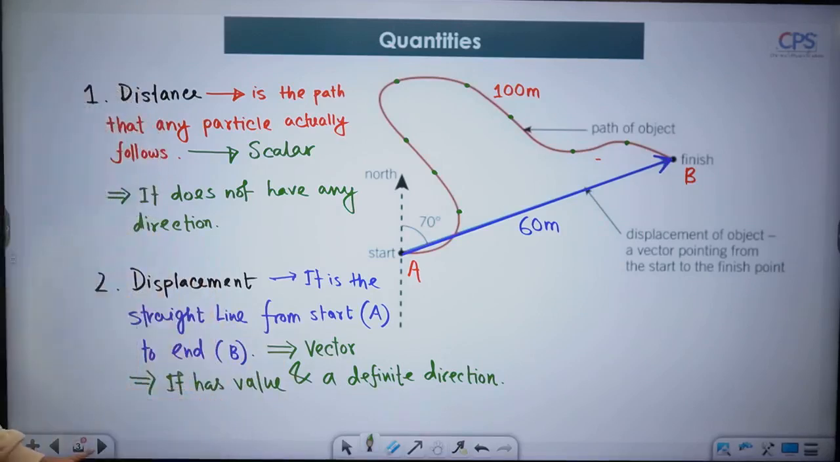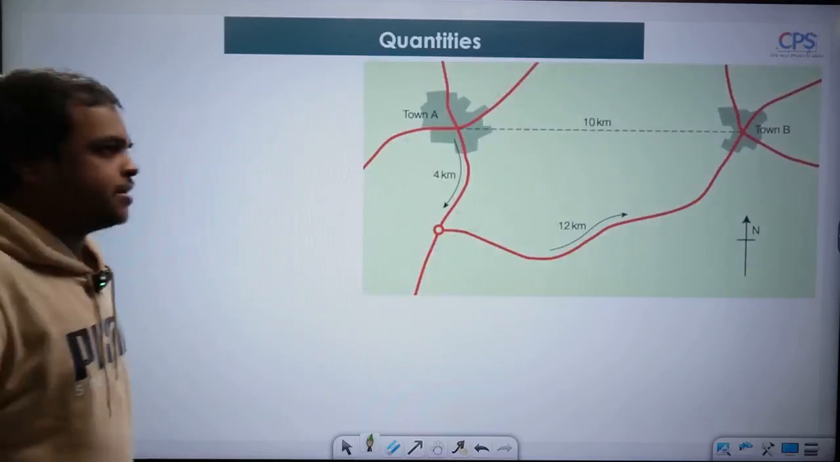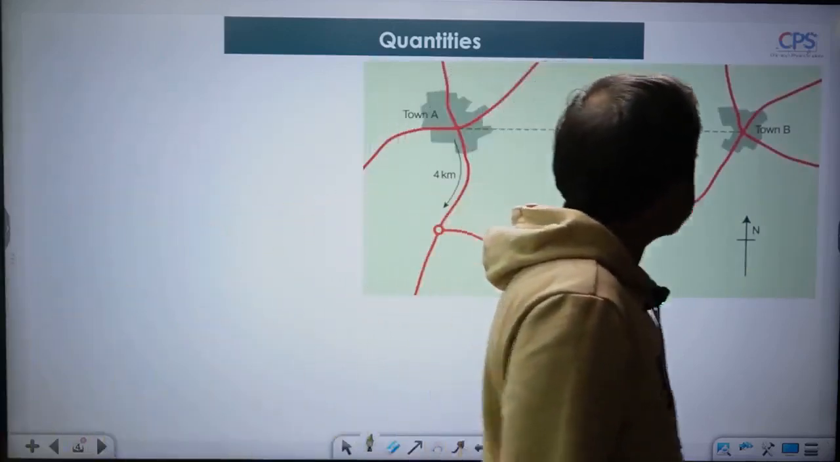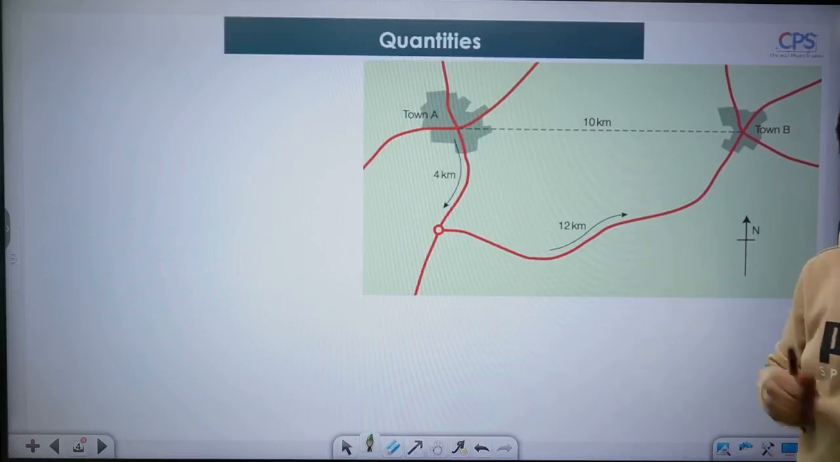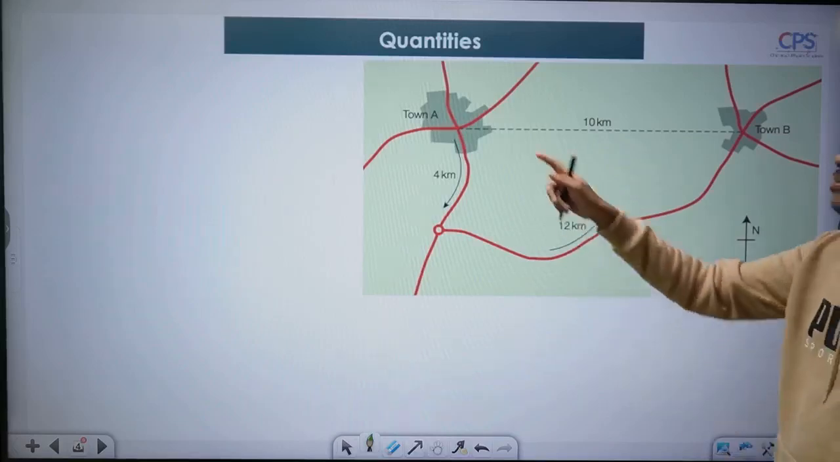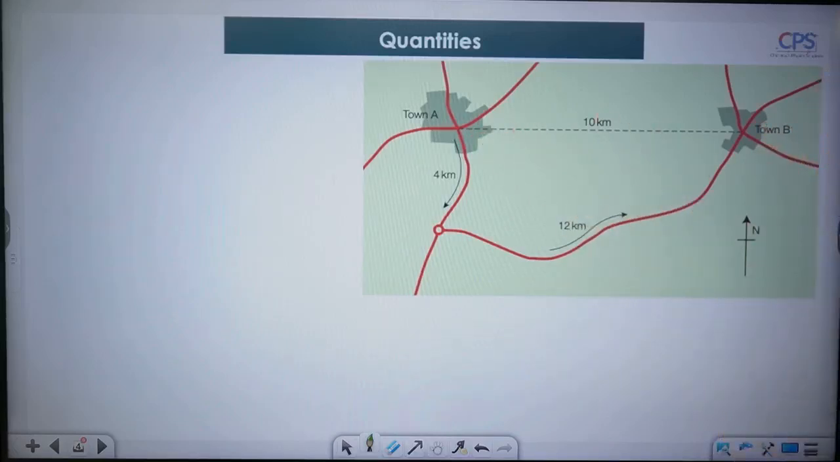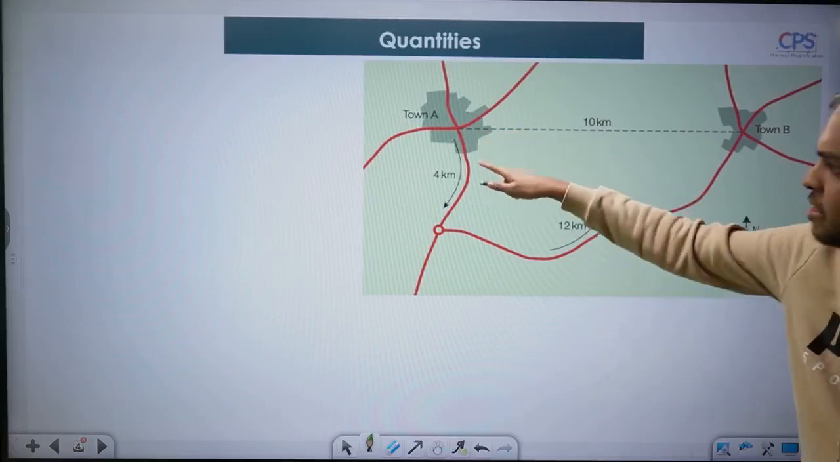Okay, so let's have a practice. See, you can see different types of paths between town A and town B. Let's think of it as a Google map. So from town A to town B, you can just go there like in this path, right?